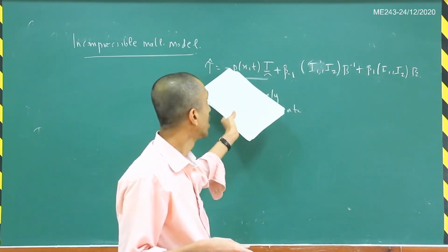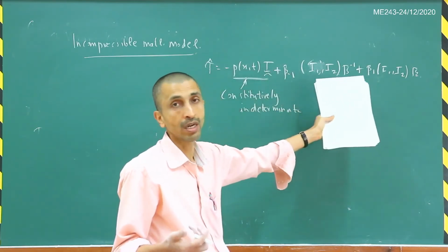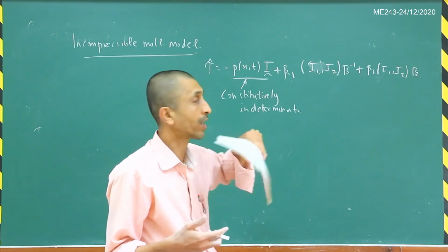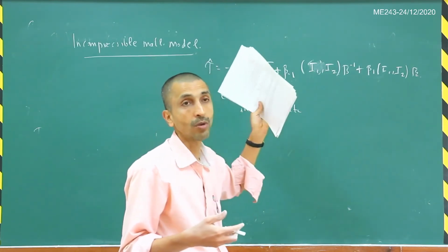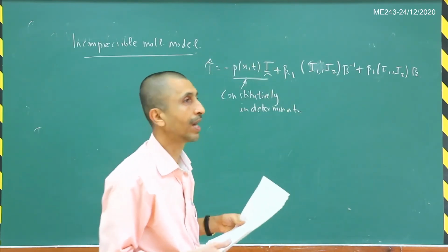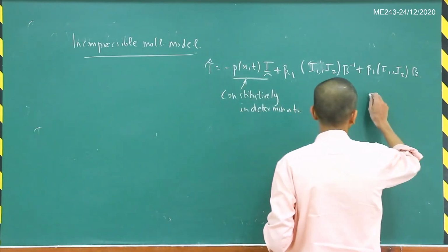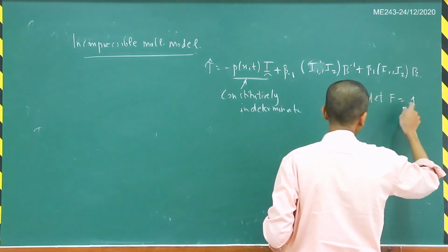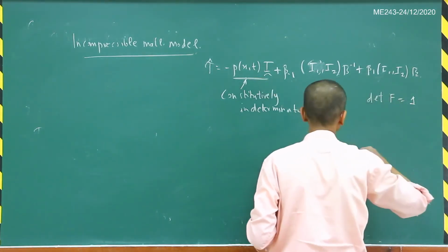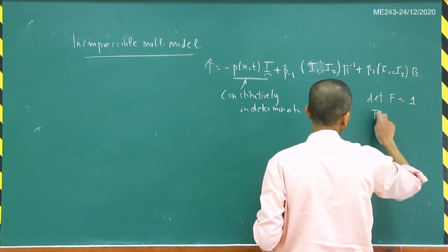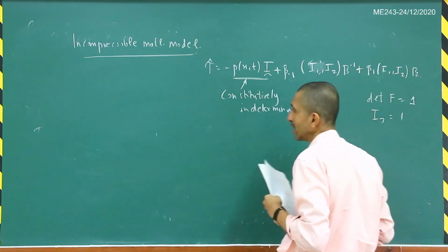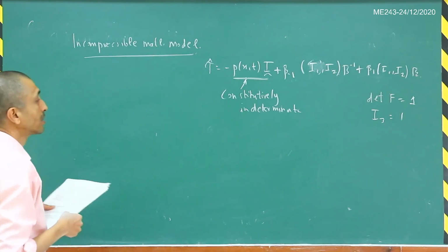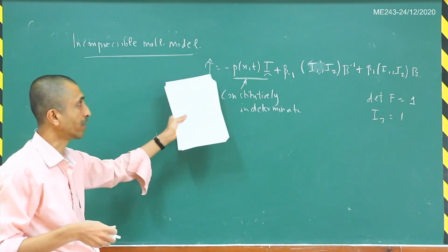So here only I1 and I2 enter, because all deformations for an incompressible material are going to be isochoric, right, volume preserving, and so we will have that det F is equal to 1 for all possible deformations of an incompressible material. That means I3 will also be equal to 1 here. So this is the constitutive relation that we are going to consider.